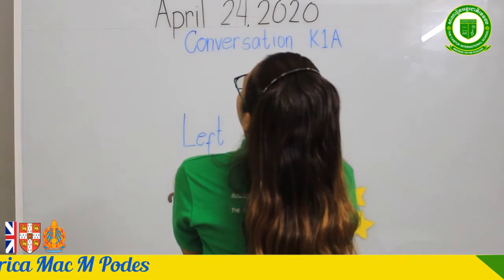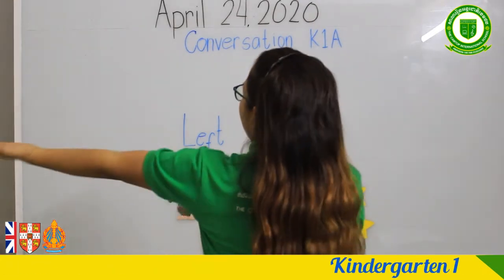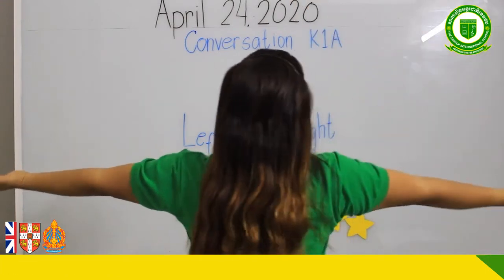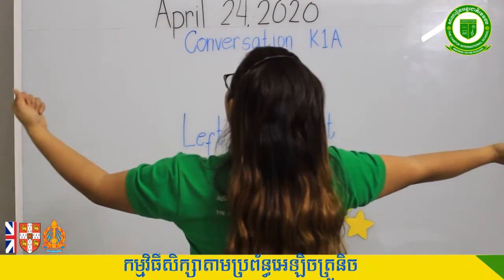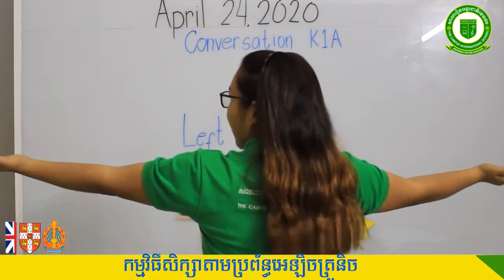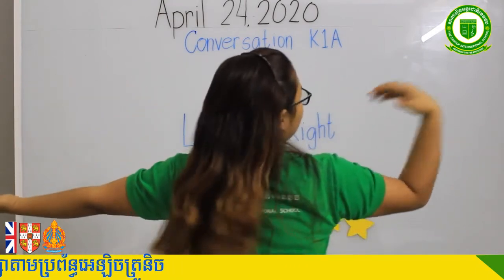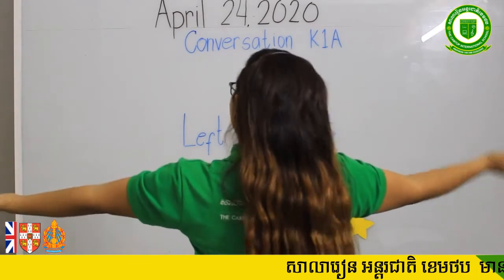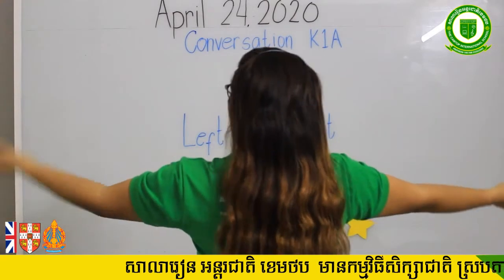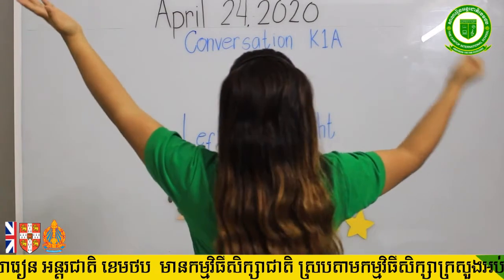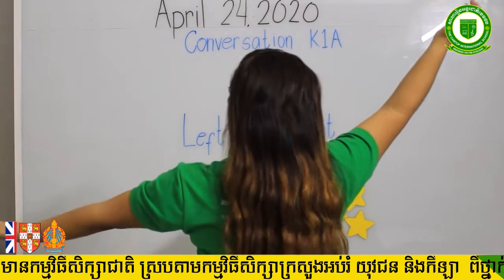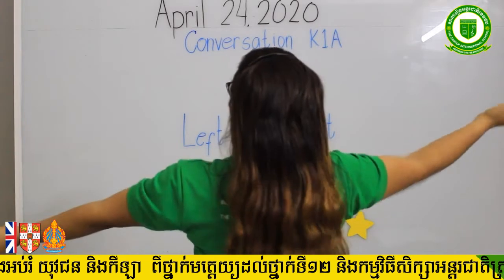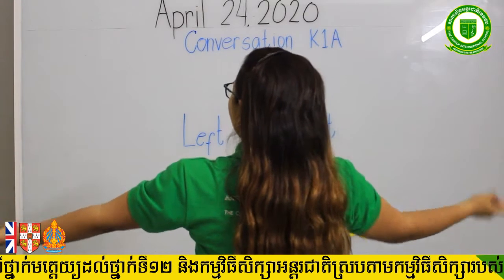Point your hand to the left. Left. Point your hand to the right. Right. Now say it with me. Left, right. Left, right. Left, right.